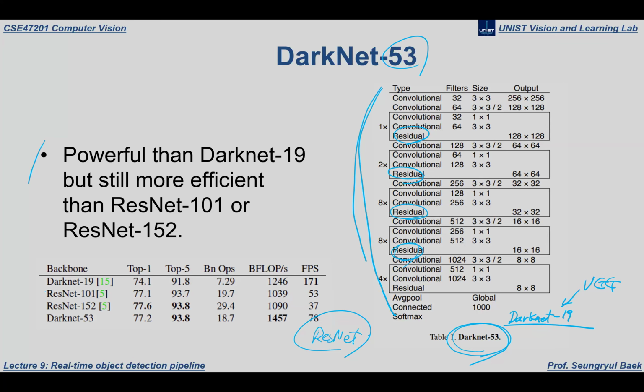They say that this Darknet 53 they propose is better than ResNet with more layers, and it also has a very good trade-off between FPS and accuracy. So they use this Darknet instead of ResNet architectures. They say that this Darknet is more suitable for the object detection pipeline.